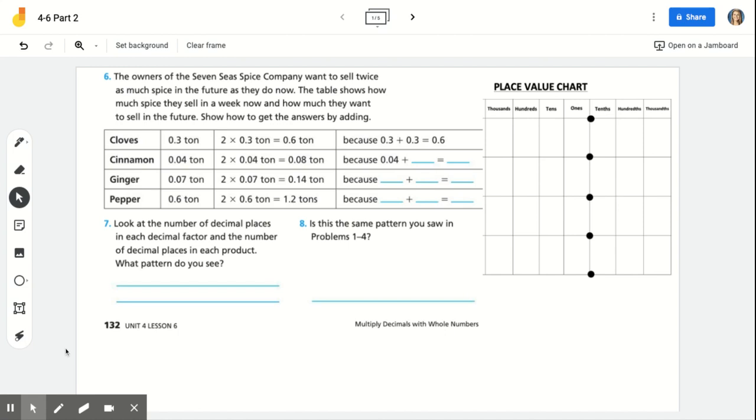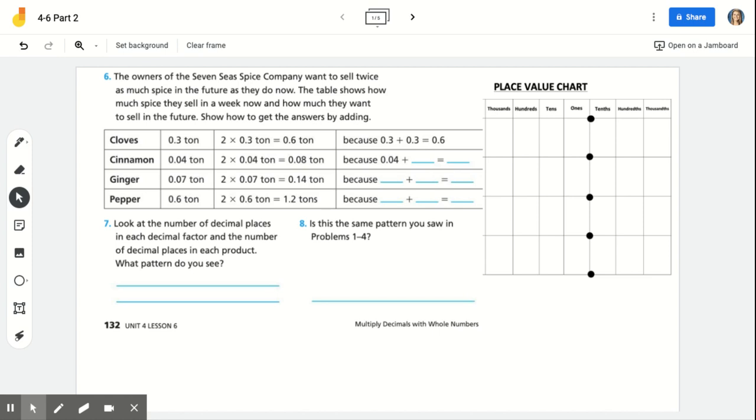Okay, we are on page 132. Number 6, we're going to continue with another situation in which we're going to multiply, and one factor is going to be a decimal, and the other factor is going to be a whole number. Please have your place value chart out as well, and I'm going to read number 6 out loud. Please follow along closely with me.